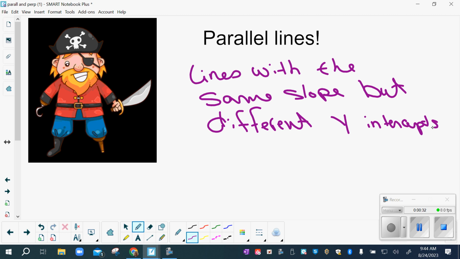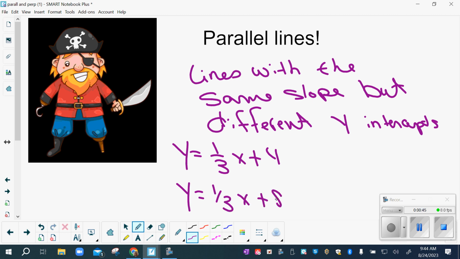So here's what happens. Lines that are parallel have the same exact slope. So if I have y equals 1/3 x plus 4 and y equals 1/3 x plus 8, we just look at the slope and make sure they're exactly the same and that they have different intercepts. And we would say, yay, you are parallel, right? Nice and easy, nice and easy.